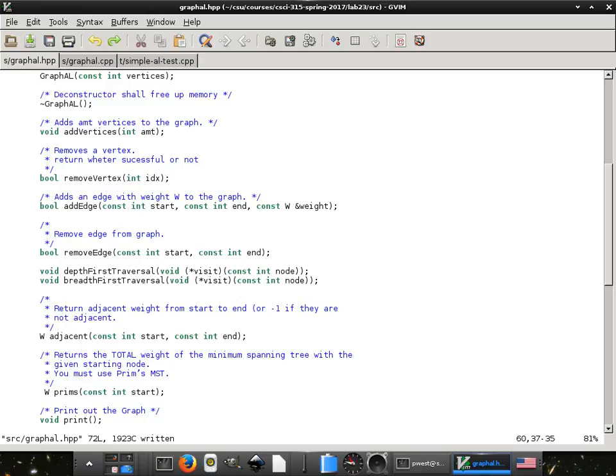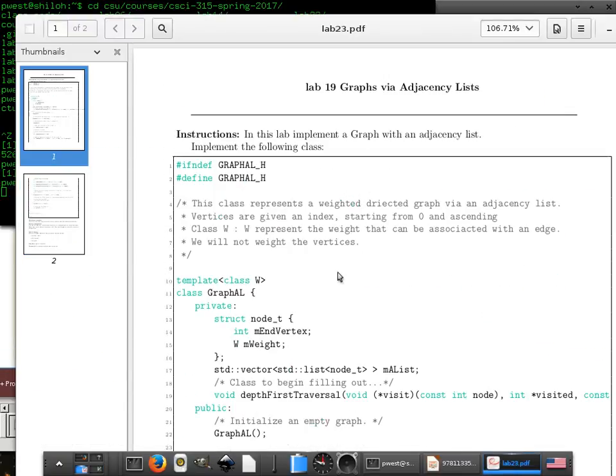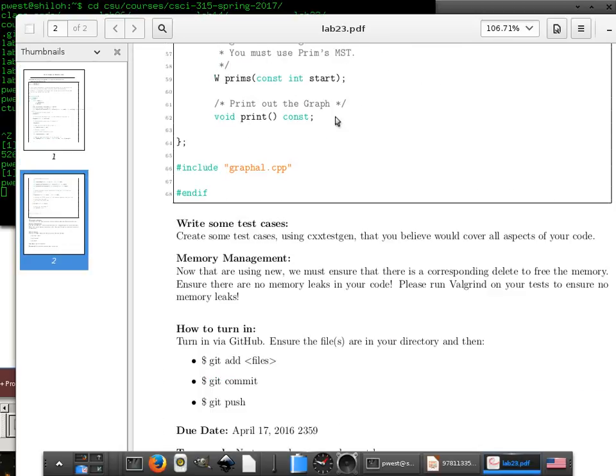All right. Any questions? All of them. What's the answer like? 42. So, graph with the adjacency list. Oh, this is lab 23. I'll have to update that for you. It's due a week from today. Everything else applies as usual.